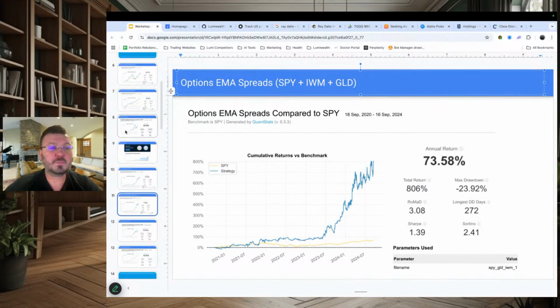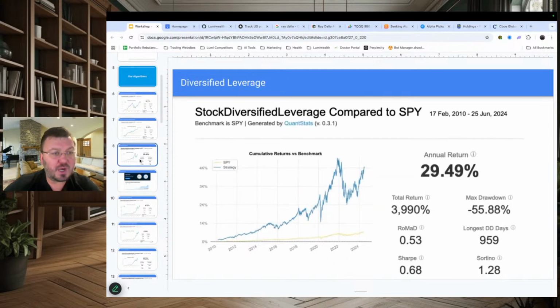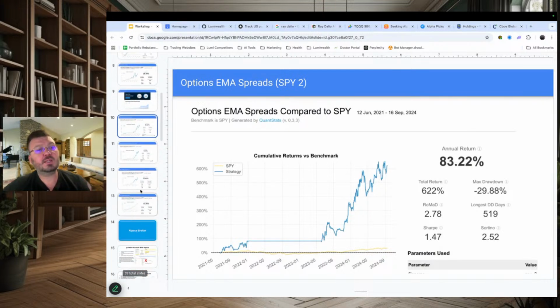Okay, cool. So I've shown you a couple bots. I've shown you our Congress trading bot, our diversified leverage bot, our Alpha Picks bot, and our EMA spreads bot. Let me show you one more bot, and then we'll talk about how you guys can actually run these things.